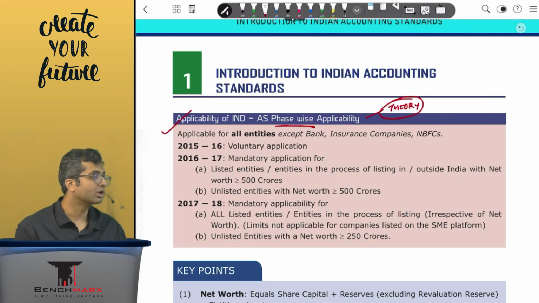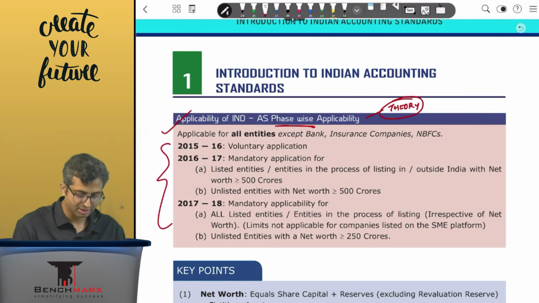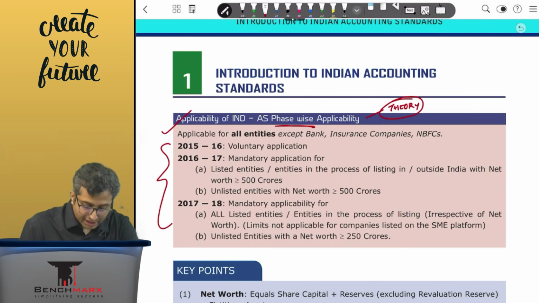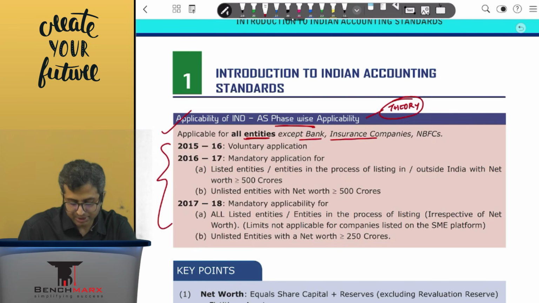Explain about the applicability of Ind AS phase wise. You just have to write this in your own words. You don't have to reproduce institute language. In your own words, 4-mark question, explain phase wise applicability. Theory question. Okay. It is applicable to all entities except for banks, insurance companies and NBFCs.